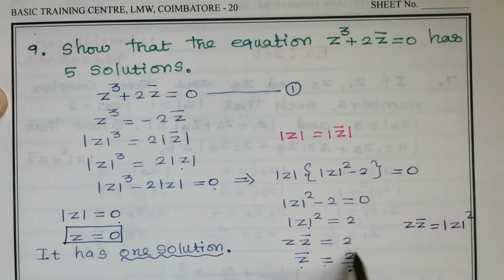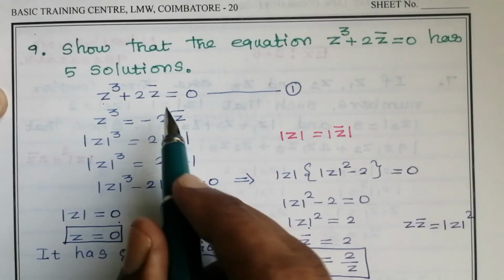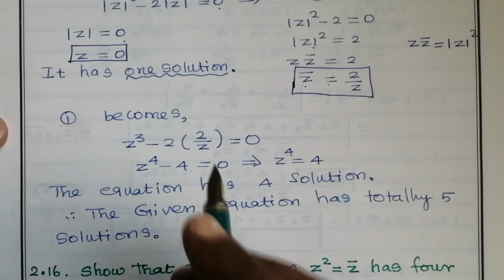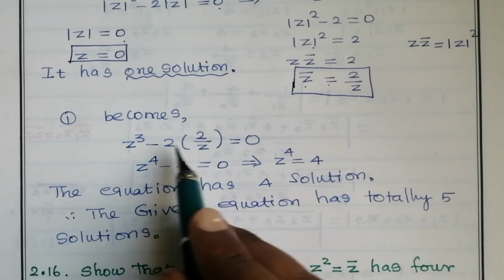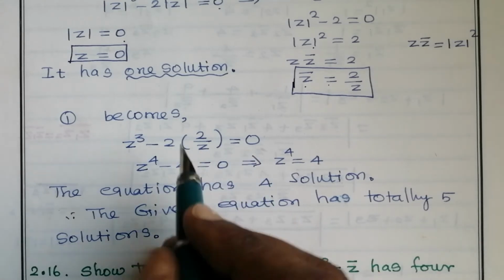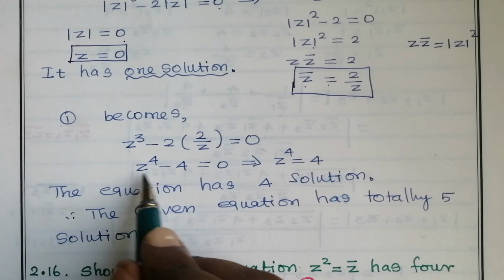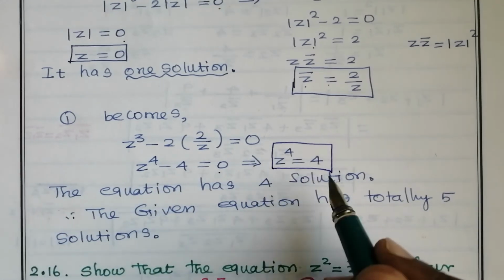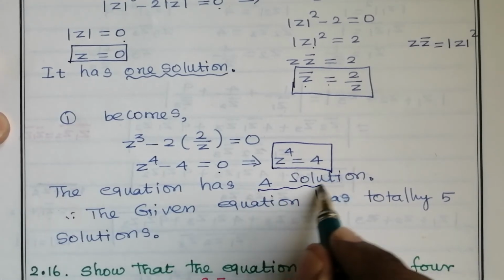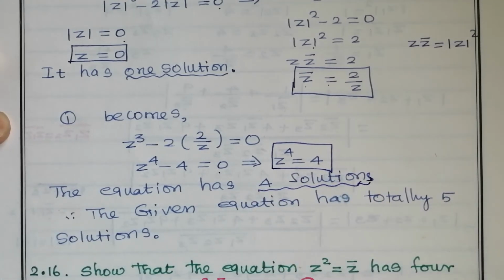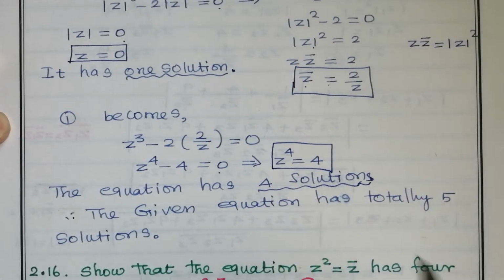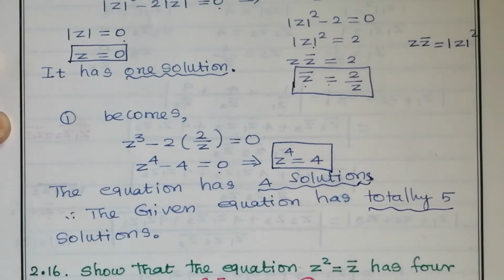Then Z bar equals 2 by Z. Substitute this value in the given first equation. We get Z cube plus 2 into 2 by Z equals 0. After taking LCM, Z power 4 plus 4 equals 0. So it is a fourth degree equation. The equation has 4 solutions. So already Z equals 0 is one solution, and now it has 4 solutions. Totally the given equation has 5 solutions.